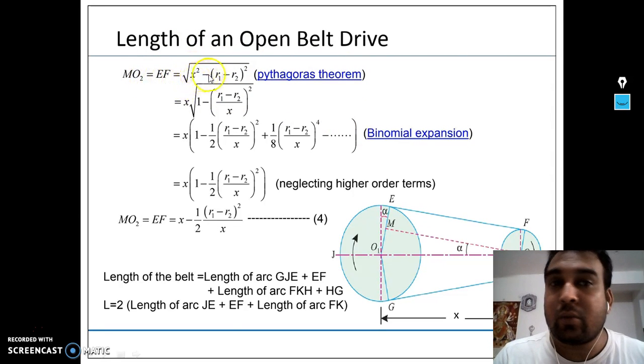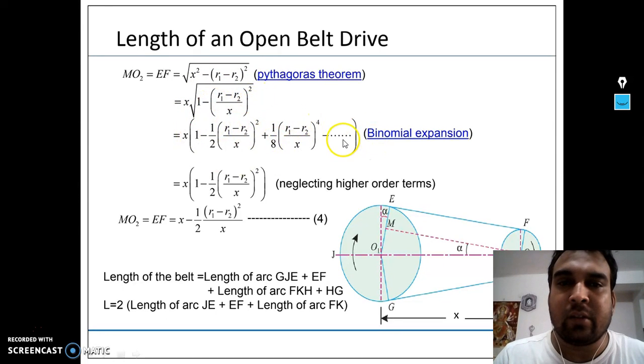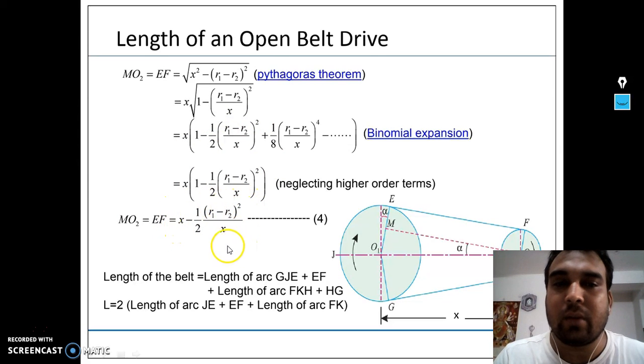So from the figure, by Pythagoras theorem, we can write root under x square minus (R1 minus R2) whole square. Now we take x common and then expand this as a binomial expansion and neglect the higher orders. So we take only the first two terms. So MO2 can be written as x minus half (R1 minus R2) whole square upon x. Now put all these three values in the length and take twice.